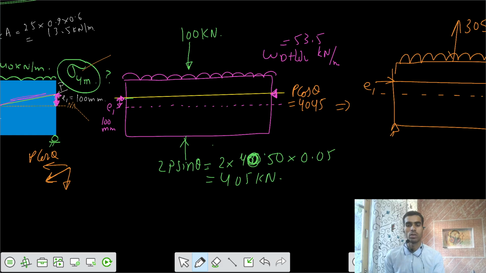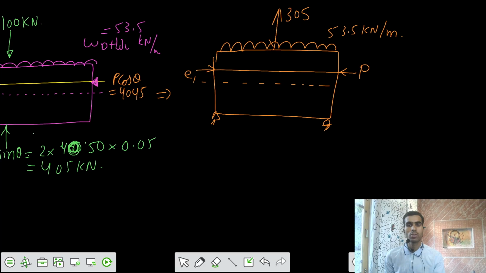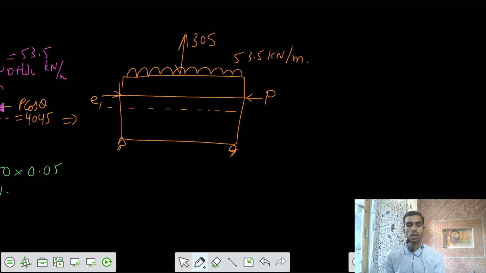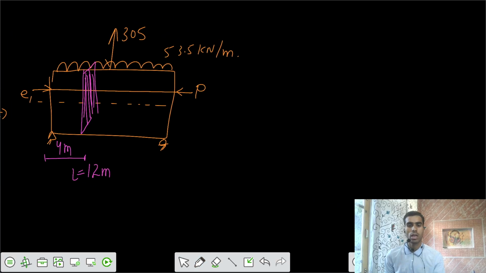And we already know P cos theta was 4045 kilonewton. So let's solve this problem now, and we have to calculate the stresses at that 4-meter section, for the total beam of L equal to 12 meters. Can you now calculate the stresses based on the load balancing concept?